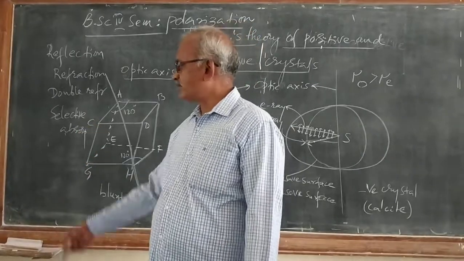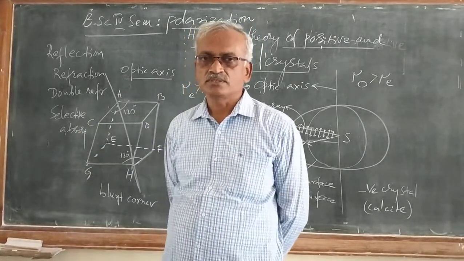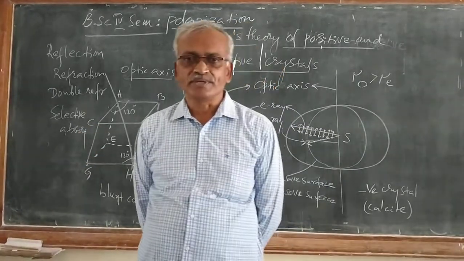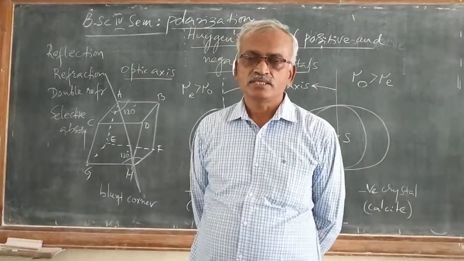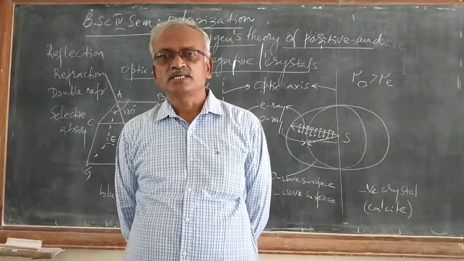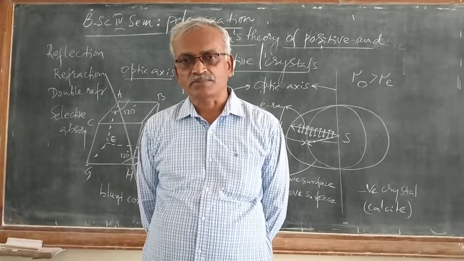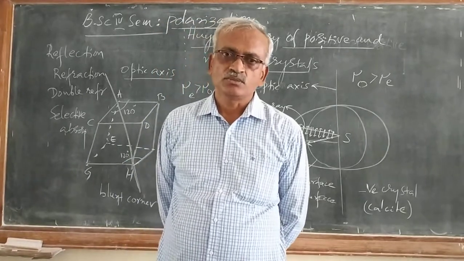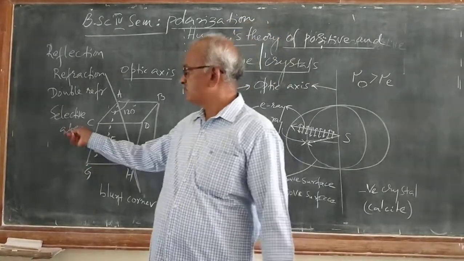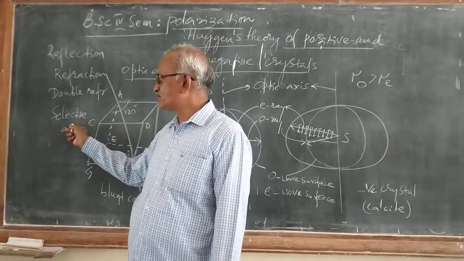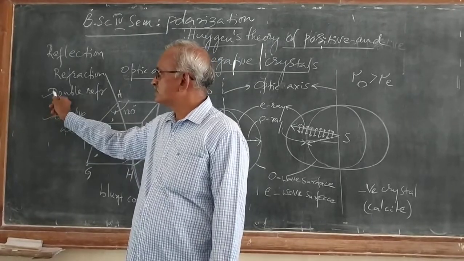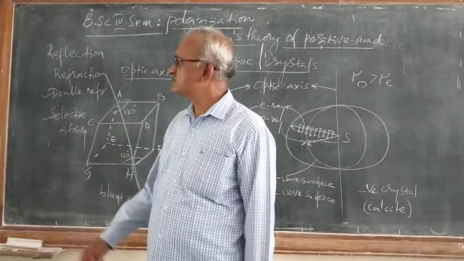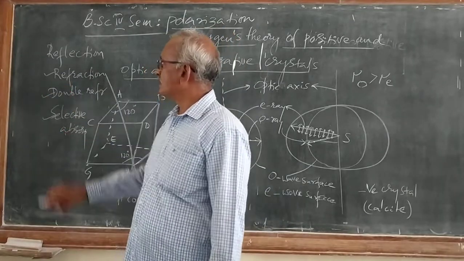The last one is selective absorption. Some media will absorb one type of radiation, maybe the ordinary, and allow only the other type, called extraordinary. So by using a particular crystal, we can produce plane polarized light by the method of selective absorption.